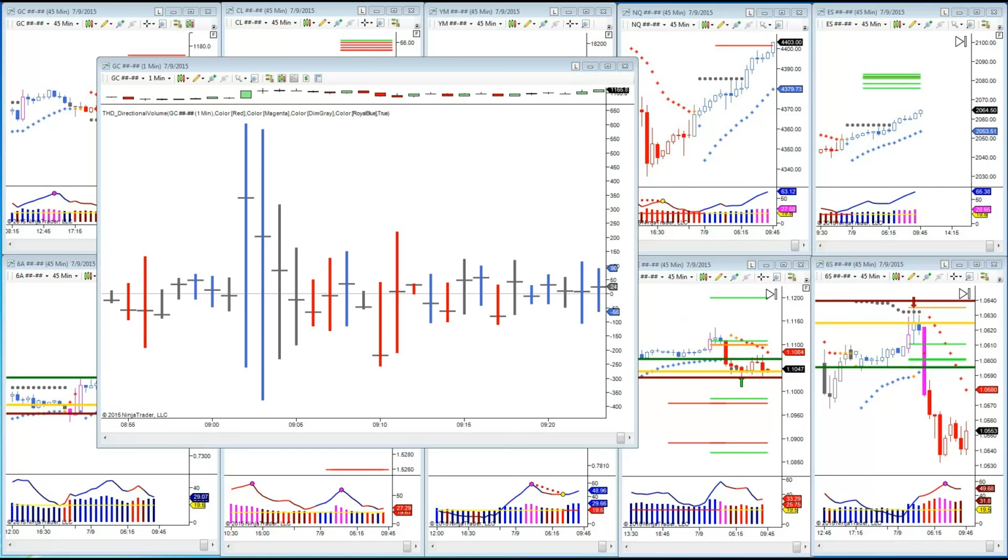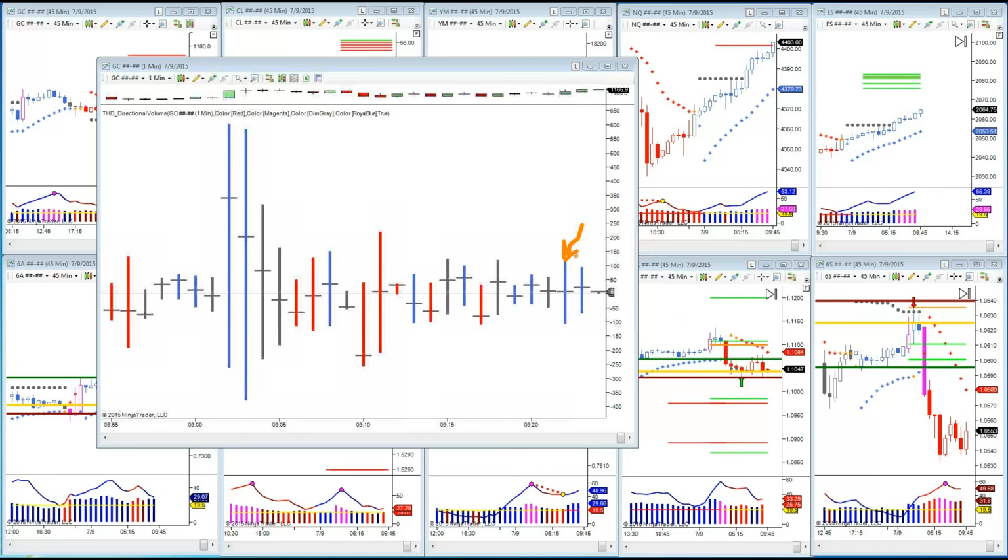Making another high, meaning it's higher than this bar right here. There's potential divergence. Potential divergence didn't work out, which is why we wait on confirmed divergence. Sellers are stepping into the bar because the hash mark's going below zero.